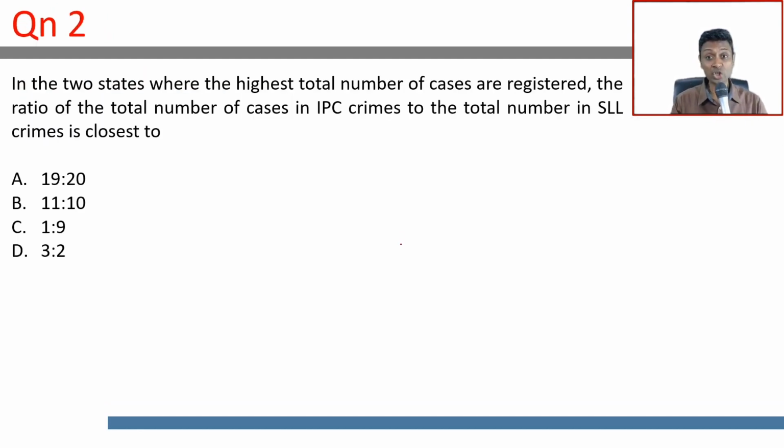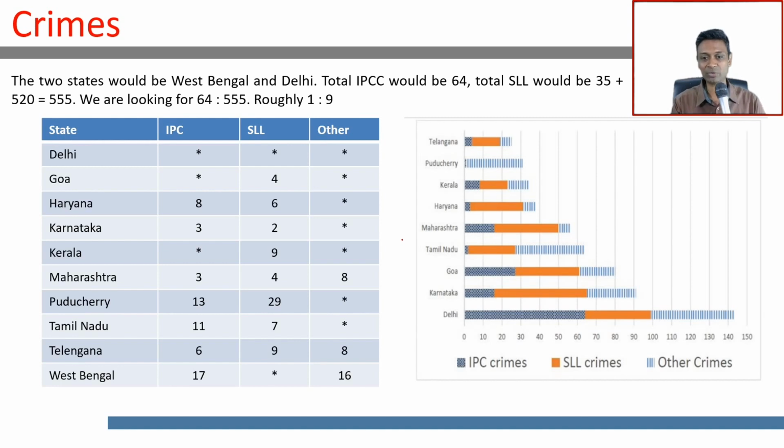For the two states where the highest total number of cases are registered, the ratio of the total number of cases in IPC crimes to the total number in SLL crimes is closest to what? Wonderful. Largest number of cases straight away is West Bengal. Right, so West Bengal has 520 in SLL. The next one is Delhi. Delhi has IPC of about 64, SLL going from 64 to 99, 35. So we want total IPC to total SLL. 64 is to 520 plus 35, or 64 is to 555.